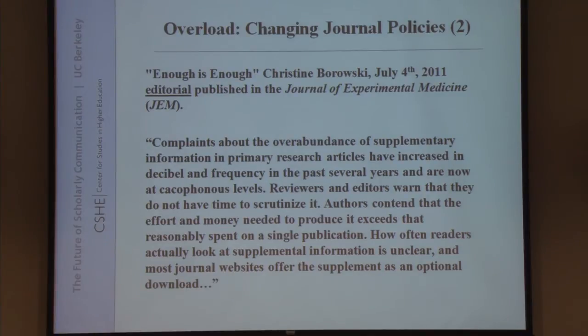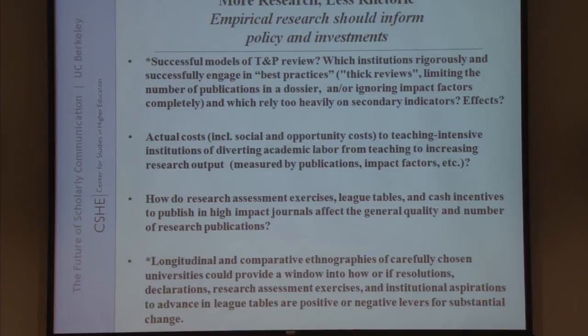Another, at about the same time in 2011, "Enough is Enough," in the Journal of Experimental Medicine: complaints about the overabundance of supplementary information in primary research articles have increased in decibel and frequency in the past several years and are now at cacophonous levels. Reviewers and editors warn they do not have time to scrutinize it. Authors contend that the effort and money needed to produce it exceeds that reasonably spent on a single publication. How often readers actually look at supplemental information is unclear, and most journal websites offer the supplement as an optional download. So I'll end there.